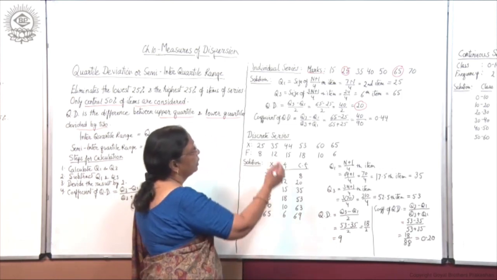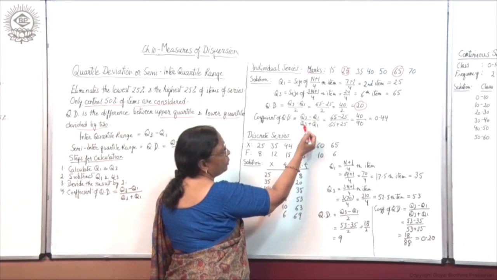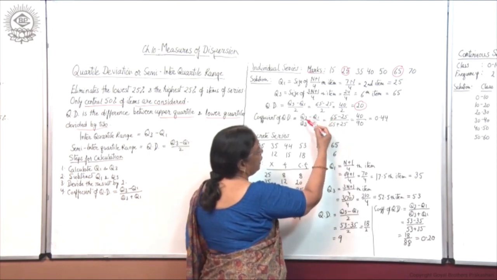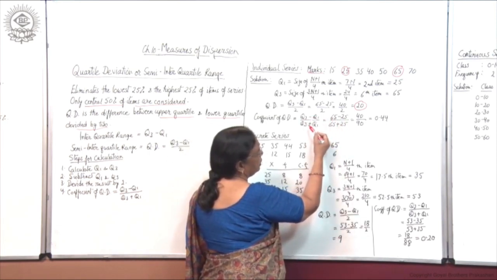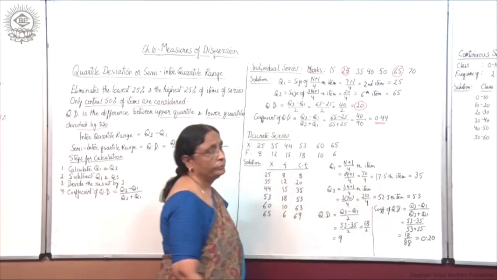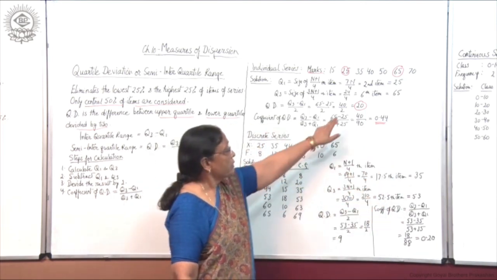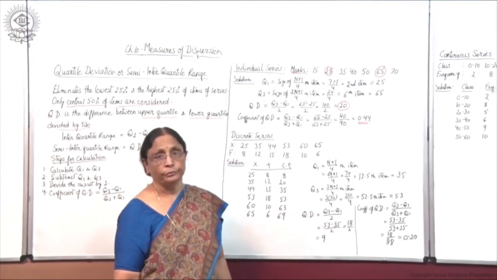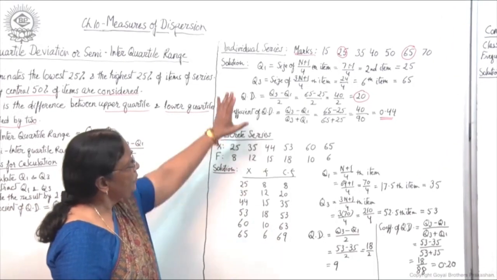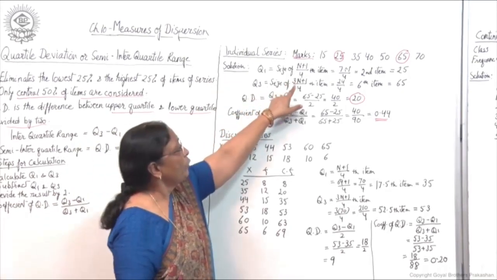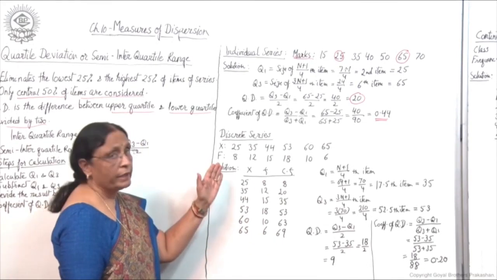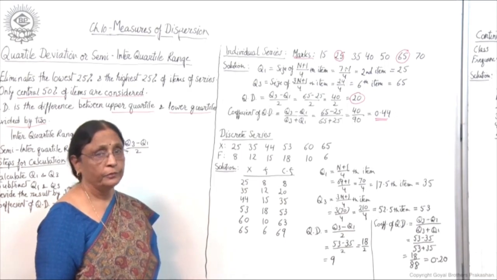Coefficient of QD is (Q3 minus Q1) upon (Q3 plus Q1). This is a relative measure. Here put the values: Q3 is 65, Q1 is 25, so 40 upon 90. This is QD and this is coefficient of QD. Now this is the simple calculation for the individual series; remember the formula you have to apply. Now we will take the calculation in discrete series.